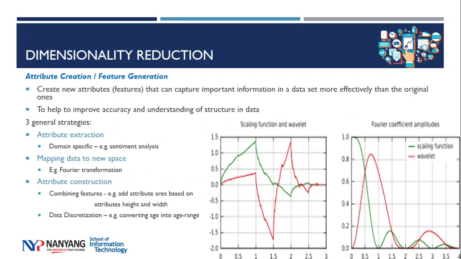In terms of attribute creation, you want to create new attributes that can help to capture important information and improve accuracy and better understanding of the data. For example, when our course manager wants to present student achievements to management, instead of presenting individual test scores, she may want to total up the test scores and present it as a grade. There are three different kinds of strategies that we can use.